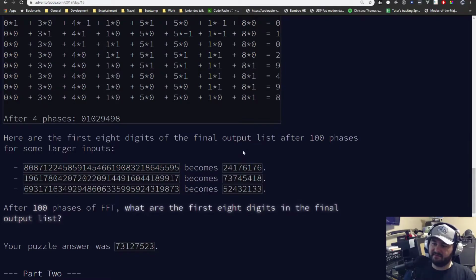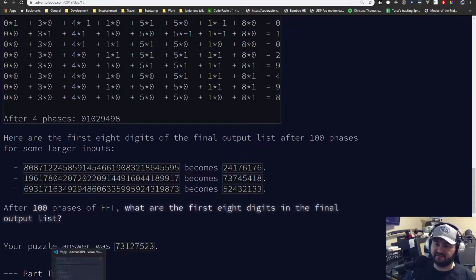And the very last thing they throw at you is that they don't actually care about these other numbers. They only want to know the first 8. So 1, 2, 3, 4, 5, 6, 7, 8. So they want to look at, after 100 phases, these 8 numbers. So after you loop over this 100 times, you're going to do a slice, grab the first 8, and that should give you this.